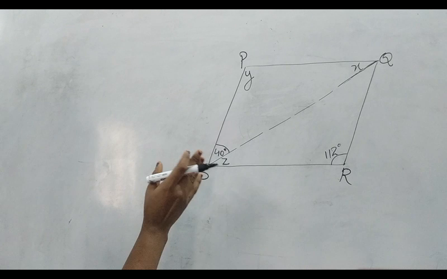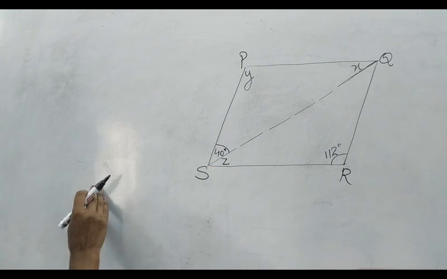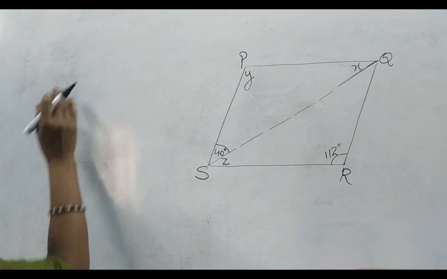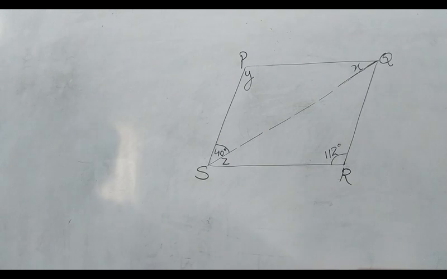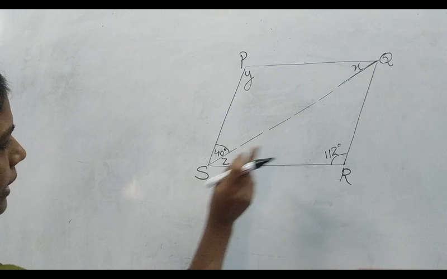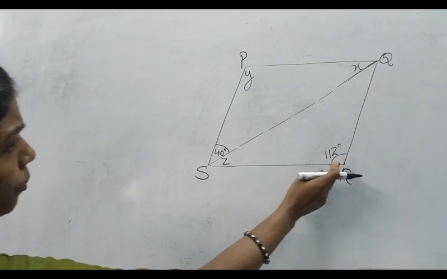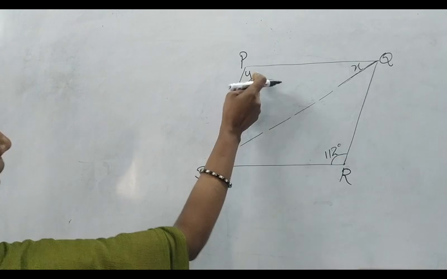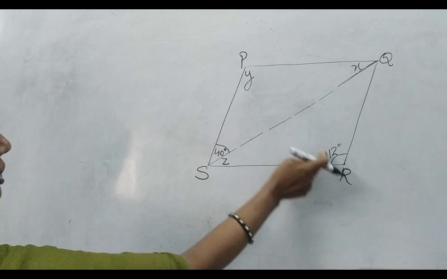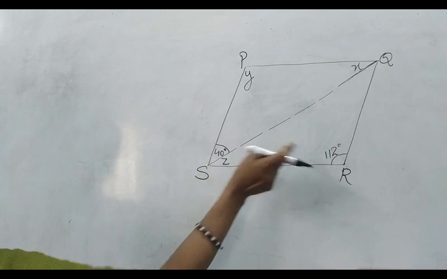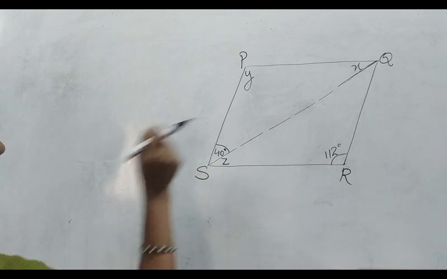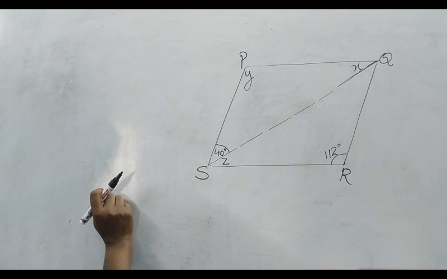So how can we find out the values of X, Y and Z, using the previous property we have learned? So first of all look here, which angle can you quickly find out here. 112 and angle Y, both are opposite angles of the parallelogram. So Y becomes 112 degrees.